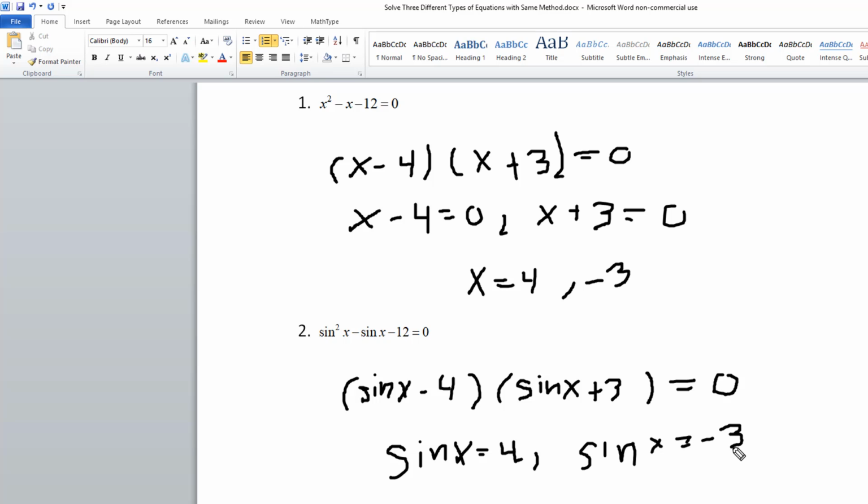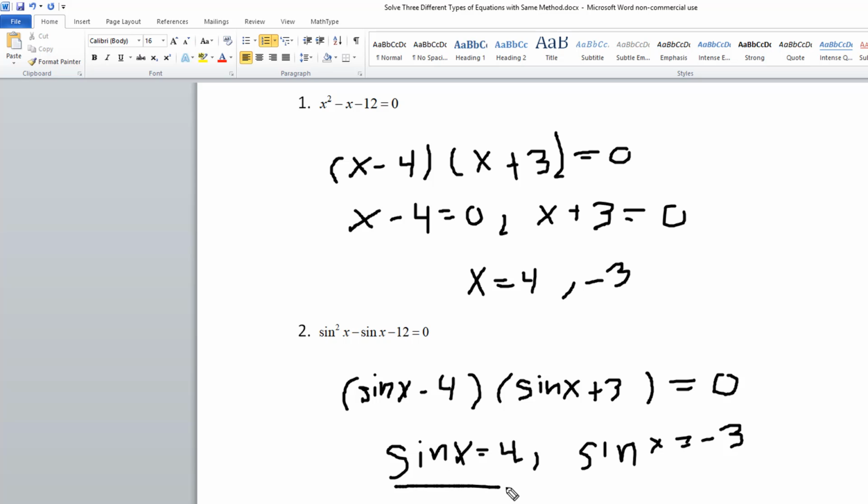Okay. Now from your basic trigonometry, and I'm assuming when I do this particular video that you know a little bit of trigonometry, the sine of x is always contained between -1 and 1, just like the cosine of x is contained between -1 and 1. So the sine of x cannot be greater than 1, cannot be less than -1.